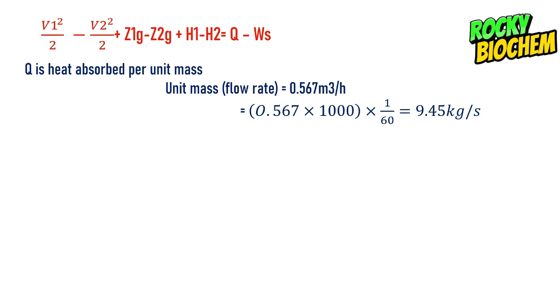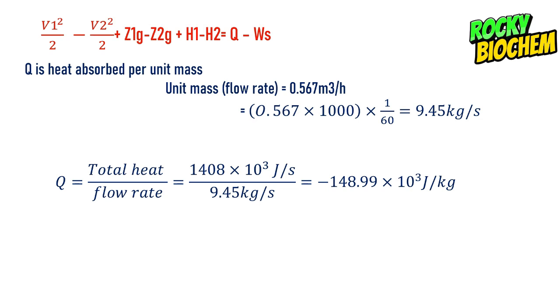I have made mention of two different conversions now. I first of all made mention of conversion from kilogram per hour to kilogram per second. And what I said is that you have to just multiply whatever you were given by 1 over 3,600, or in other words, just divide it by 3,600. And for here too, we are converting it from meter cube per hour to kilogram per second, and that is done by multiplying it by 1,000 and then by 1 over 60.